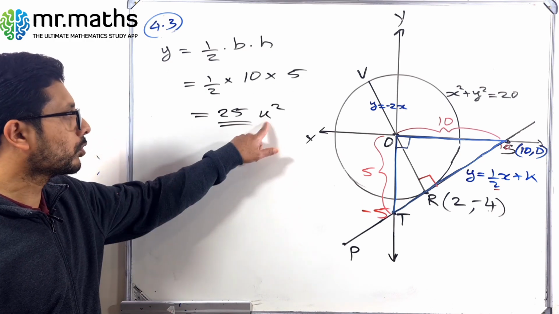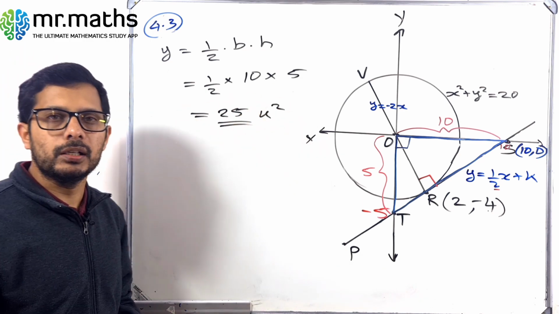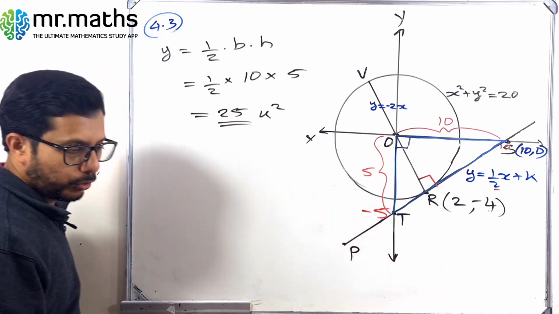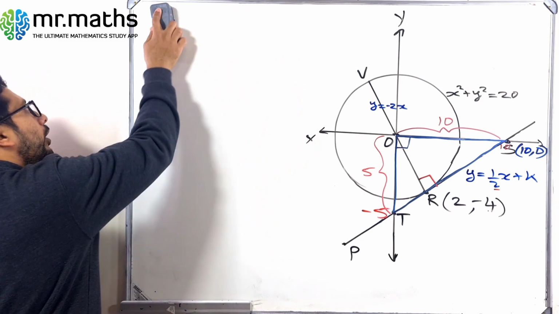So the u squared means the square units. Okay. So what is the area of that triangle? It is 25 square units. So that is question number 4.3. Now let's move to the next question, question number 4.4.